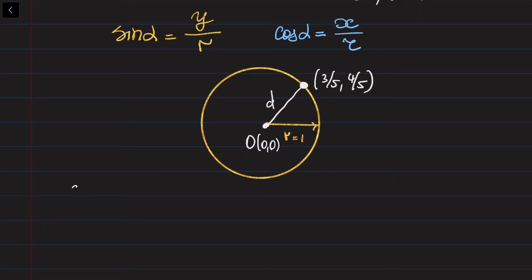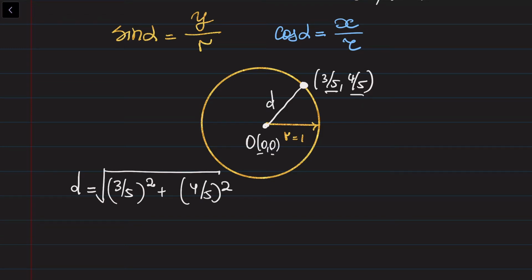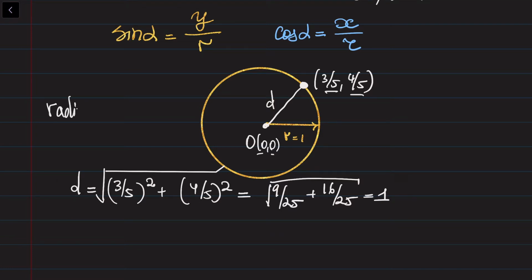Please note that we can find the distance by subtracting the x coordinates of these two points. It's going to be 3 over 5 squared, plus the subtraction of the y coordinates, 4 over 5 squared, then taking the square root. This is equal to the square root of 9 over 25 plus 16 over 25, which is equal to 1. This is what it means to be a unit circle: the radius is equal to 1. The distance between any point on the circle and the origin is equal to 1.